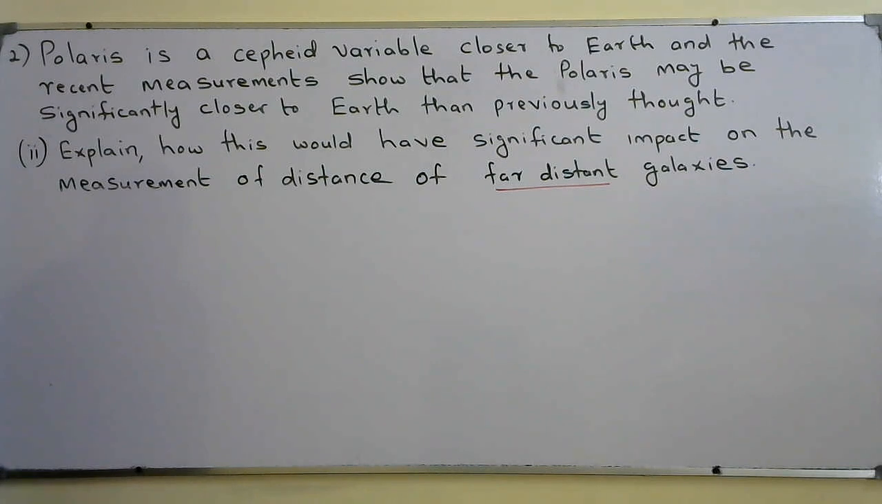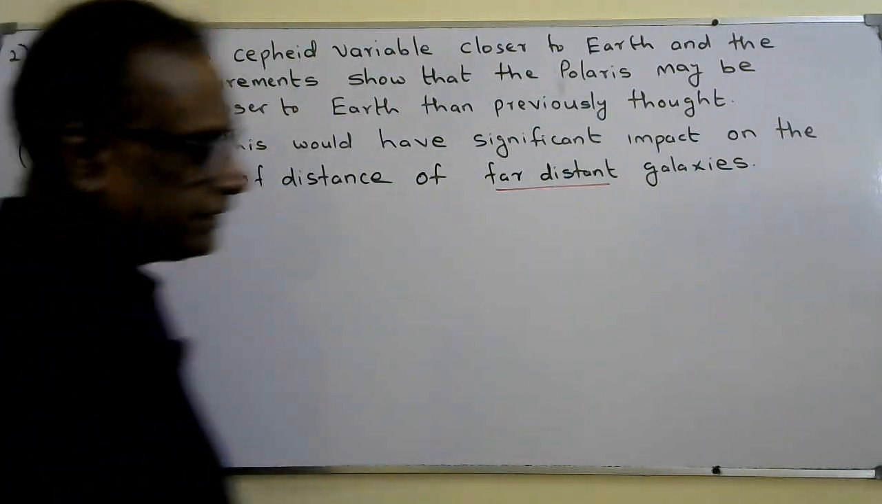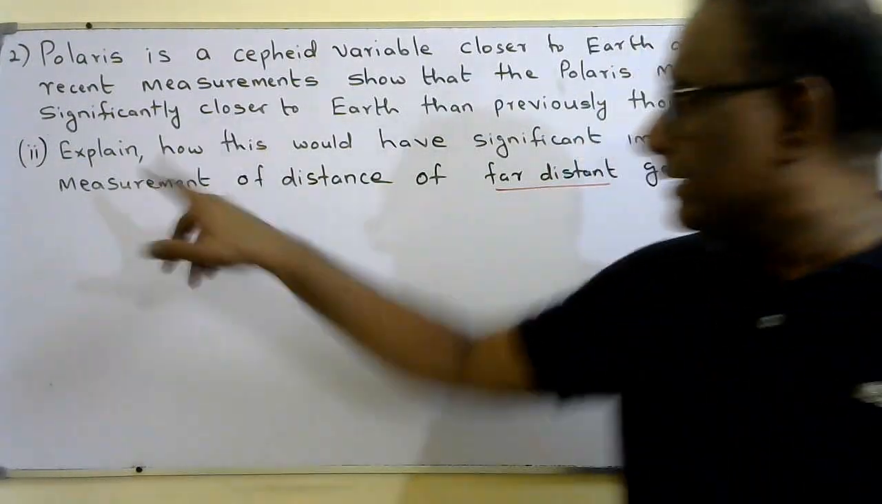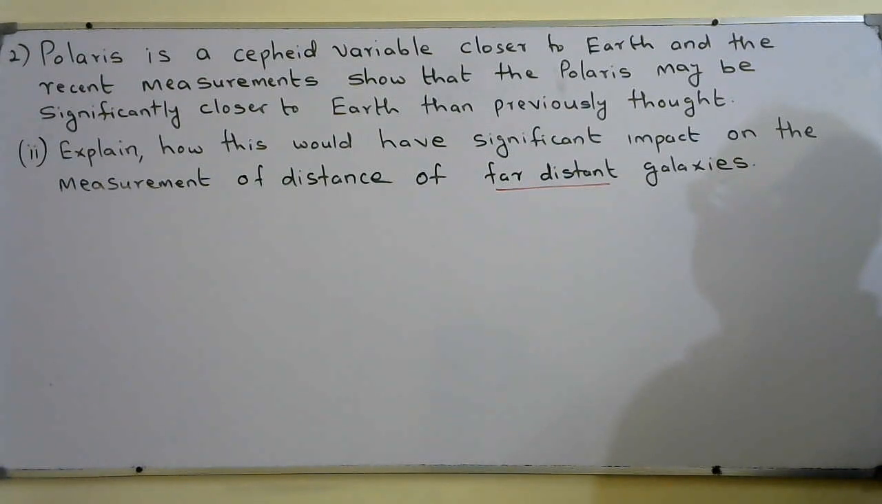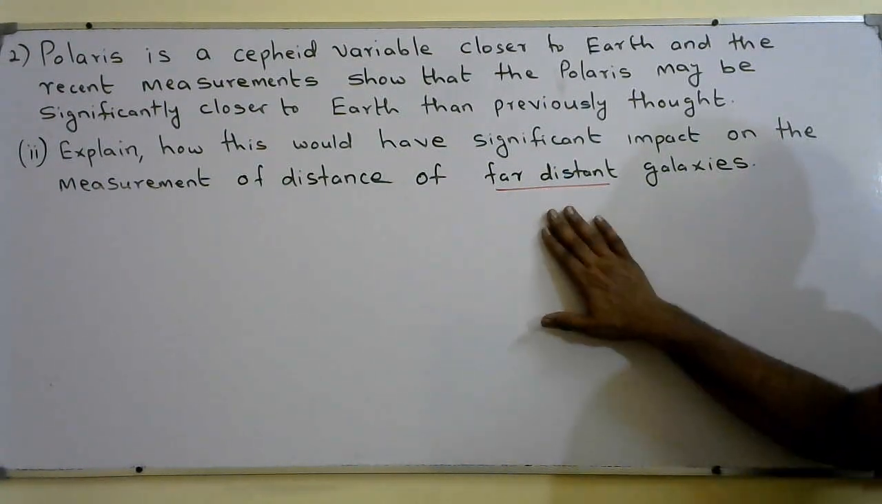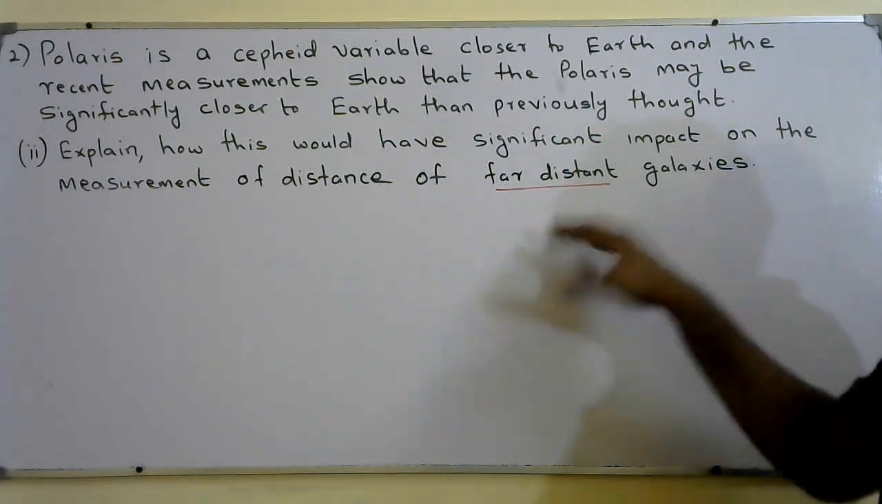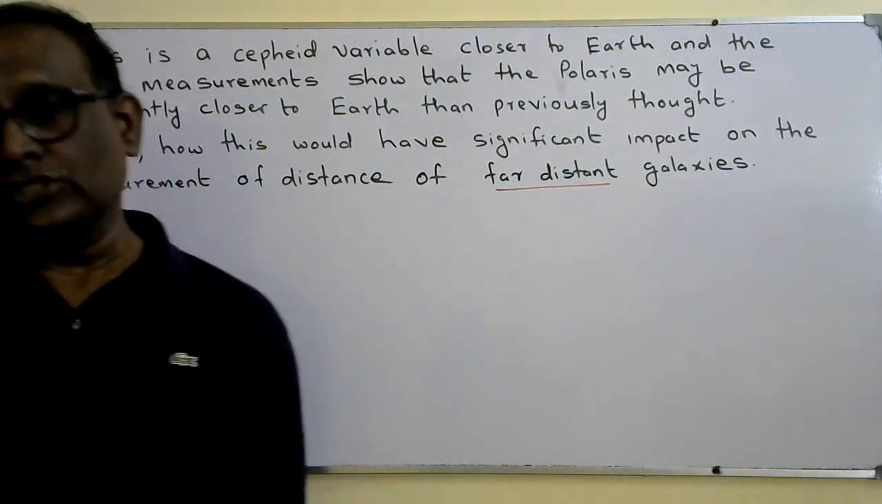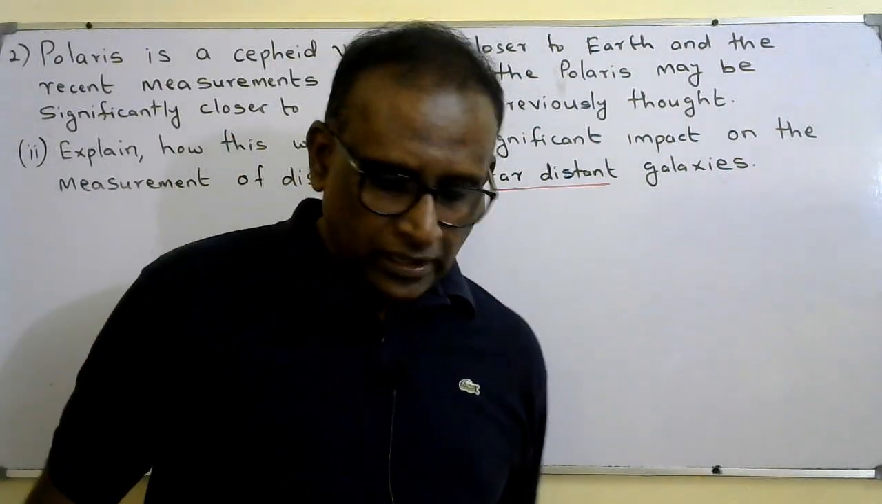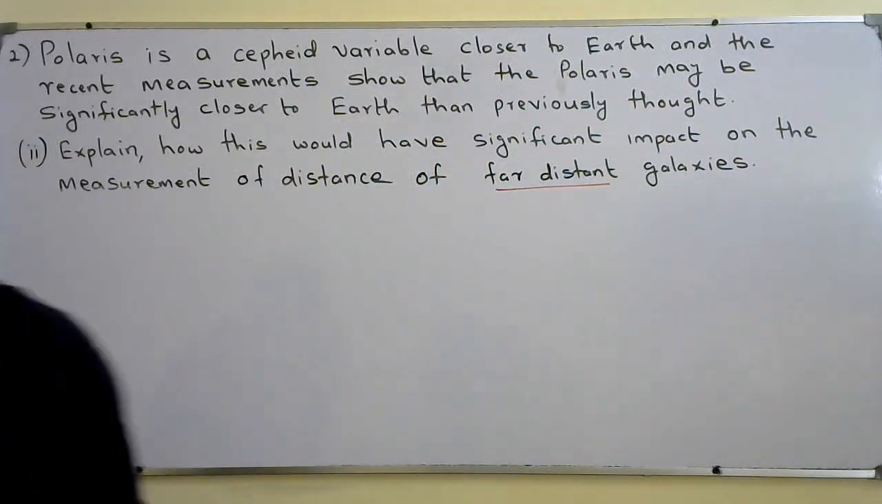Okay, the second part of the same question I put separately. The same question, same information, same data, but the second part is: explain how this would have a significant impact on the measurement of distance of far distant galaxies. Far distant galaxies, again I am telling, the distance is lower than 100 megaparsec. So how is it going to have an impact on this particular distance measurement?